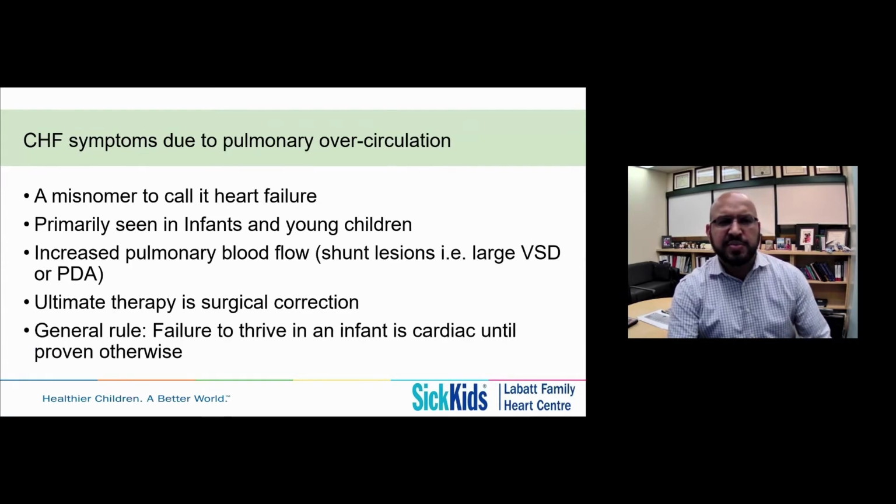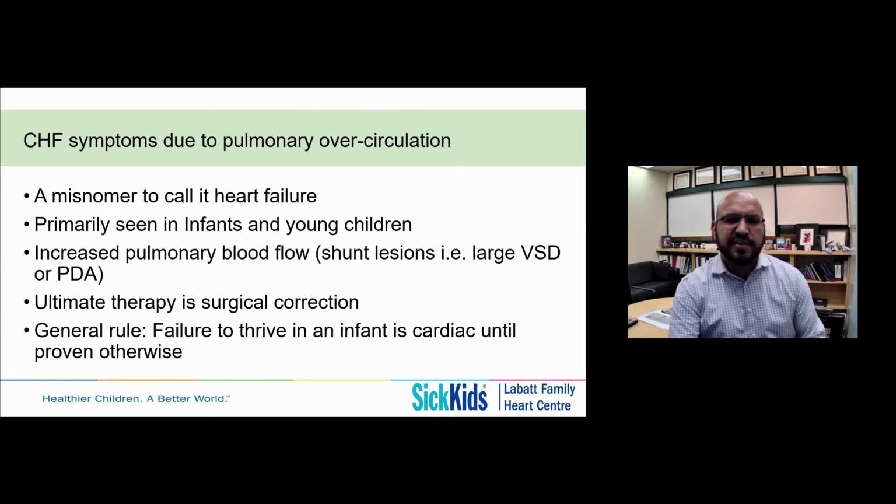Now, heart failure symptoms due to pulmonary overcirculation, it's a bit of a misnomer to call it heart failure. This is primarily seen in infants and young children, and it's related to increased pulmonary blood flow, so shunt lesions such as a large VSD or patent ductus arteriosus. And the ultimate therapy here is surgical correction for the most part.